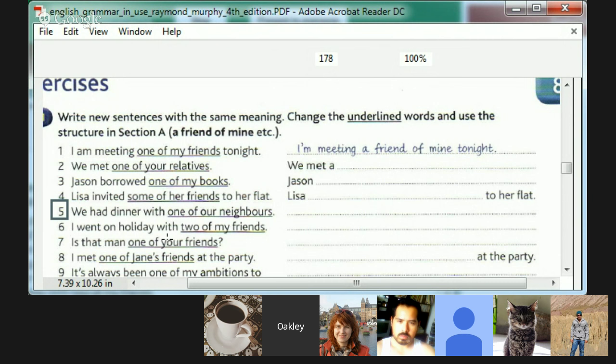Okay. Lena, can you try number 6? I went on holiday with 2 of my friends. I went on holiday with 2 friends of mine. There you go. Okay, when you have 2, then of course you can't use the article a or an or the. That's it. That was perfect. 2 friends of mine. Okay, that was perfect. Very good, Lena.